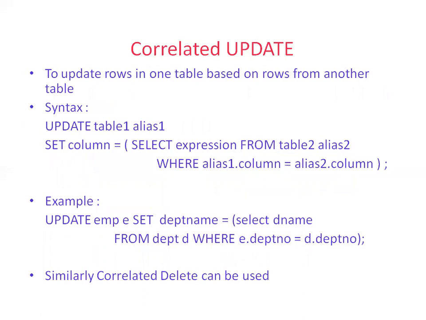Okay, so here if you observe the example: update emp e, set department name is equal to select d name from department where e dot department number is equal to d dot department number. So we are just trying to set the value based on some particular select condition.